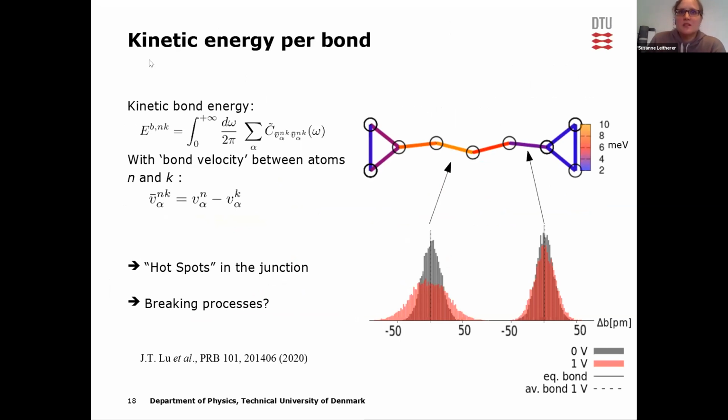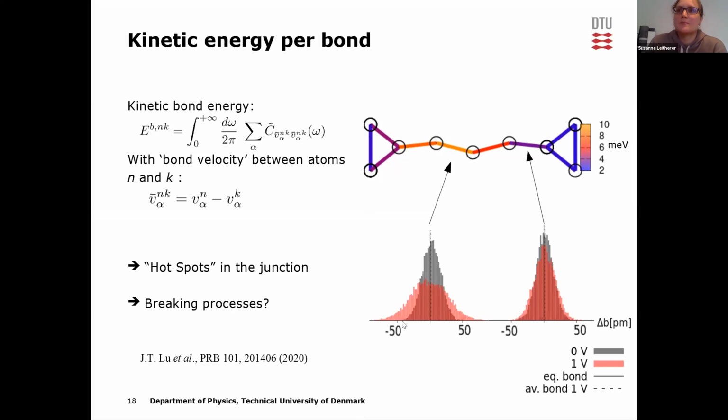Then to get a space-resolved representation, we have calculated the kinetic energy per bond, by defining a bond velocity. So that's what you can see here, a color plot of this bond kinetic energy, which shows how much kinetic energy is in a bond. And you see that some of the bonds have a specifically high kinetic energy, also referred to in the literature as hotspots in the junction.